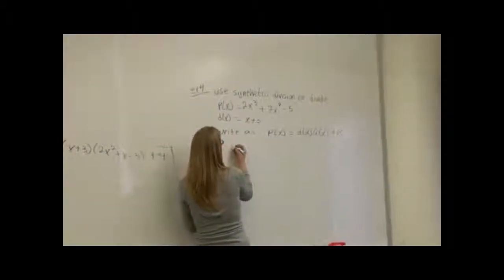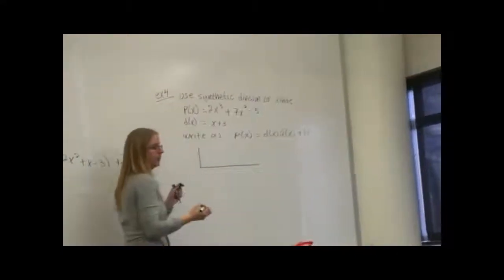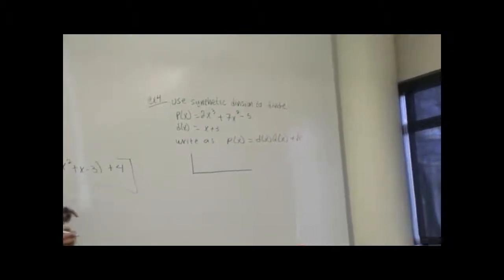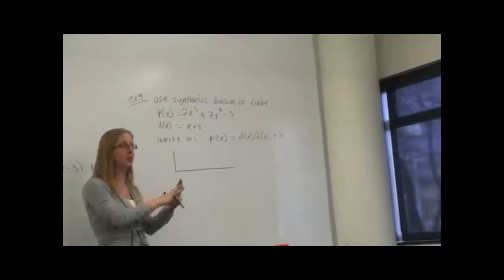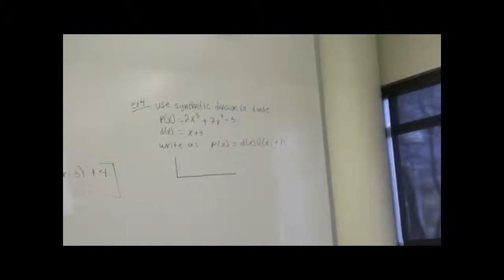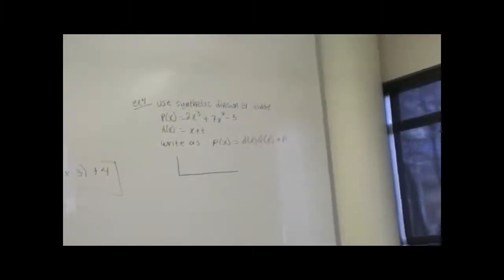Okay, so this is how you set it up. You do your division symbol upside down. For long division, we did it like this. For synthetic, you do it upside down. And here's what we're going to do. We're going to do only the coefficients, no x's. So when I did the long division, my coefficients were 2, 7, 0, and negative 5. You guys see those coefficients?